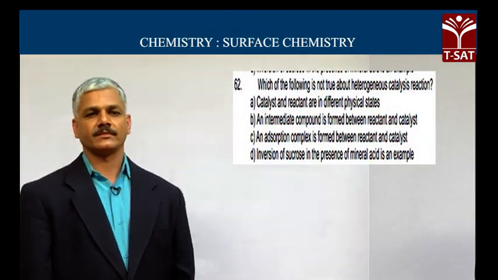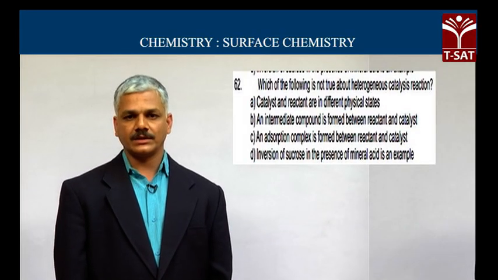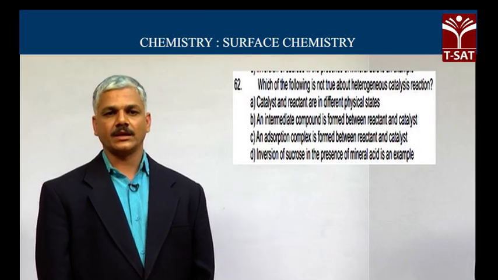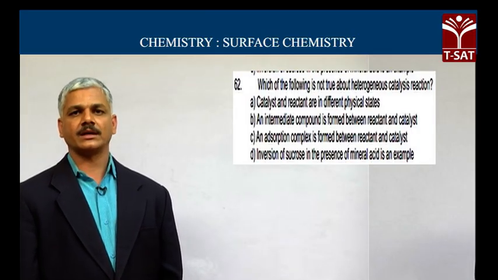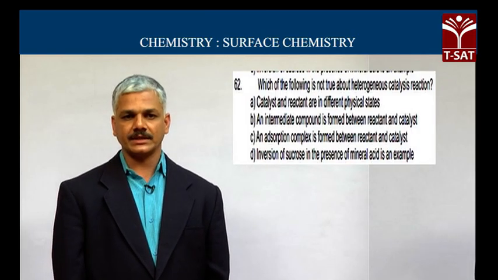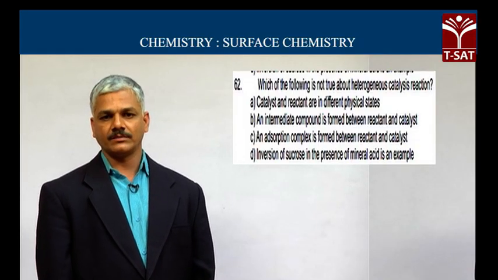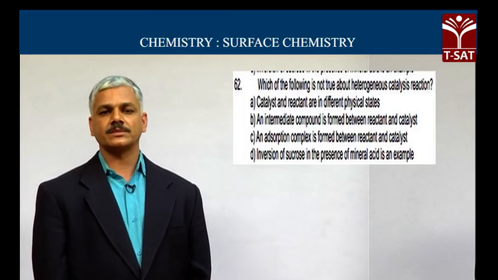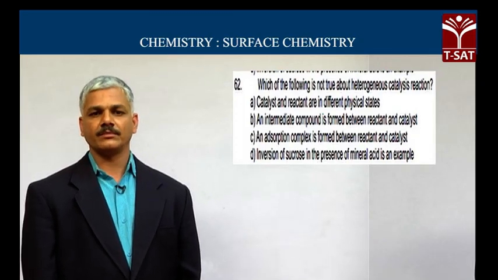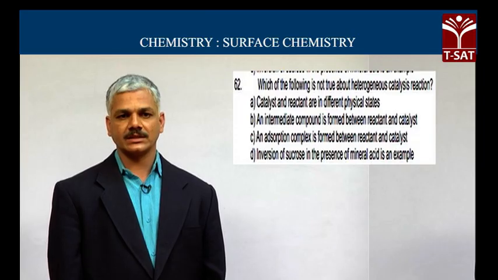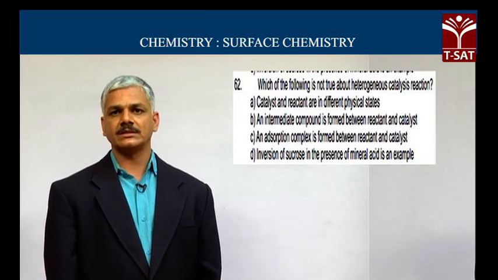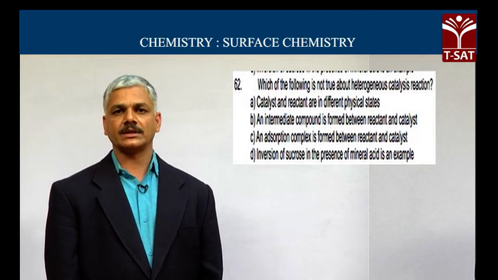62. Which of the following is not true about a heterogeneous catalysis reaction? Given options are: catalyst and reactants are in different physical states; an intermediate compound is formed between reactant and catalyst; an adsorption complex is formed between reactant and catalyst; inversion of sucrose in the presence of mineral acid is an example. Correct option is D.